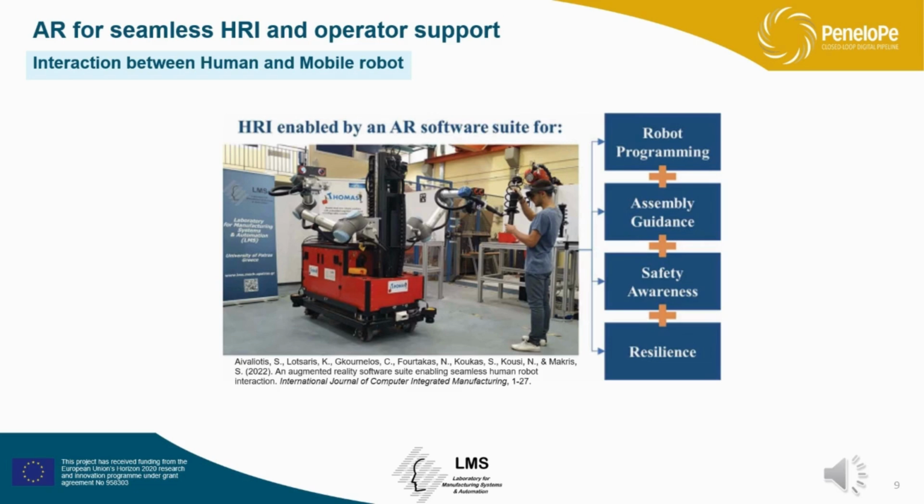Previous studies have also been conducted focusing on the integration of augmented reality-based tools to achieve human-robot interaction between human operators and mobile robots. Such studies mainly focused on: first, robot programming, meaning that the operator can show to the mobile robot what to do through the augmented reality tools. Second, assembly guidance, meaning detailed instructions to the operator for the assembly process. Third, safety awareness, meaning visualizing safety zones or cues about the robot operation, and fourth, resilience.